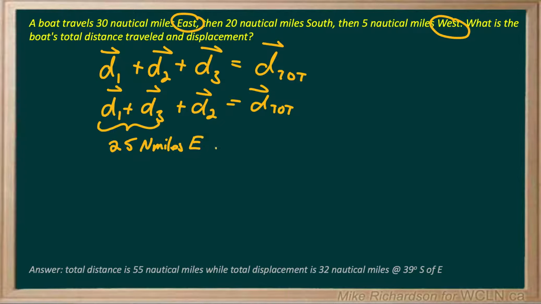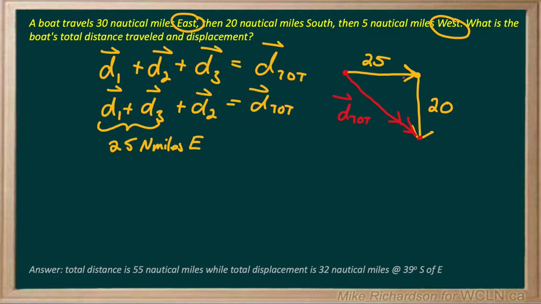So those two become 25 nautical miles, and that's east. And we're going to add that to the 20 nautical miles south. So my diagram looks like this. He walks 25 overall to the east. Then he changes direction tip to tail and does 20 nautical miles to the south. And his overall displacement points from start to finish as usual. So there's where he starts, there's where he finishes. So overall displacement is like that, and I always put 2 arrowheads on it.